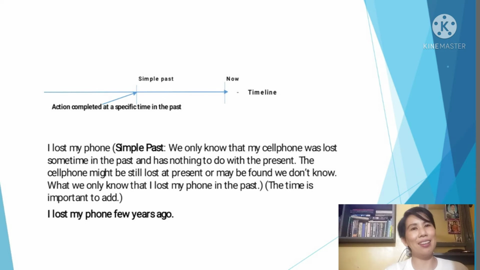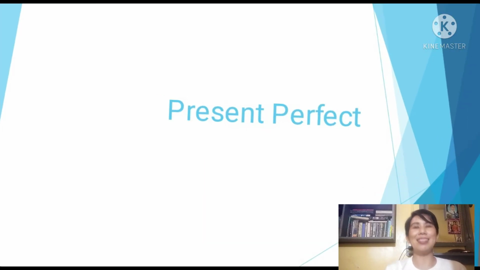Like the example I also provided, I lost my phone a few years ago. If you have observed, it has nothing to do with the present. A few years ago represents the time in the past, and it has nothing to do with the present. So once again, if we are using the simple past tense, then we just add -ed to regular verbs, and you know already the rules on irregular verbs. So that's the simple past tense.